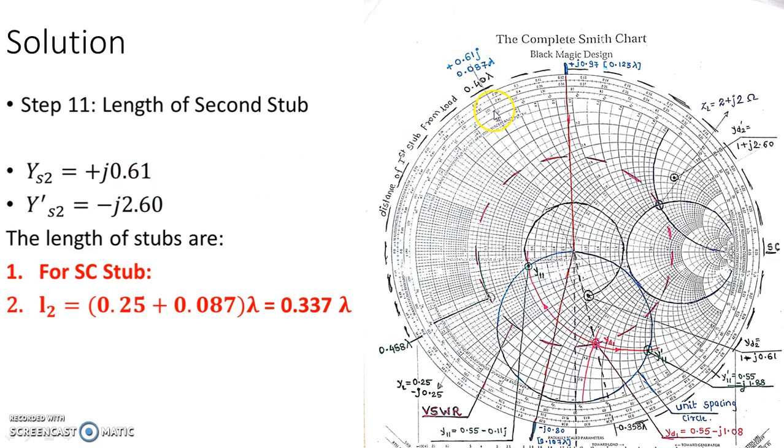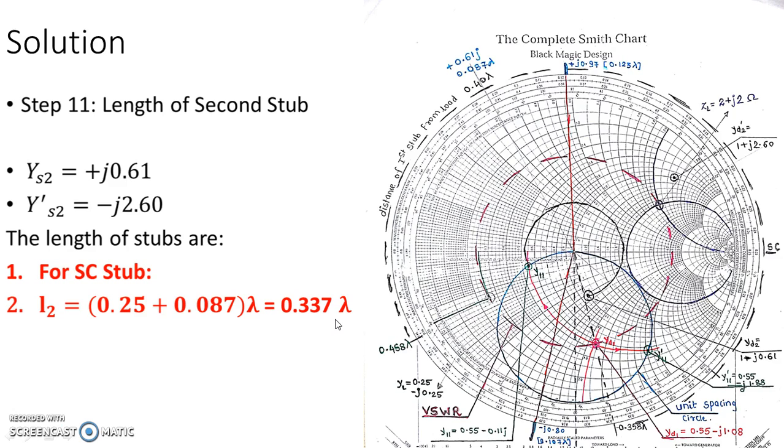This is 0.61. Stretch a line connecting the center of the Smith chart, passing through 0.61, and extend outside till it cuts the wavelength towards the generator scale, and see what value it gives. It gives a value of 0.087 lambda on the wavelength towards the generator scale. Now, because it is a short circuit, from this point onwards it will be 0.25 plus 0.087. So that will give me 0.337 lambda. That is the length of the second stub.